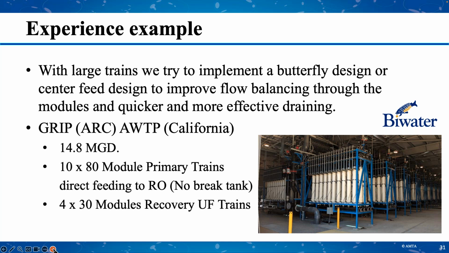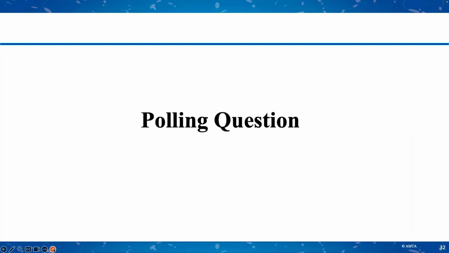And then these trains actually feed directly into a 95% high recovery RO system without any breaks in the system. And we also are feeding a recovery UF. So all the backwash waste from the primary system goes to another open platform rack that isn't rated as high pressure because it's not direct feeding. And I'll show the process flow on the next slide.